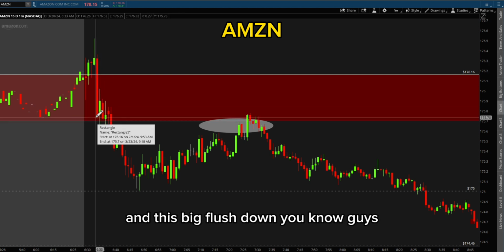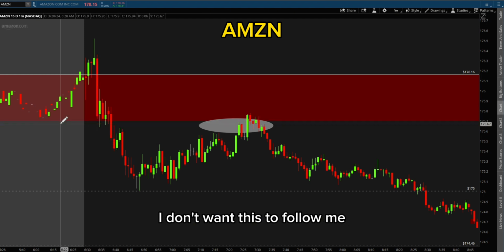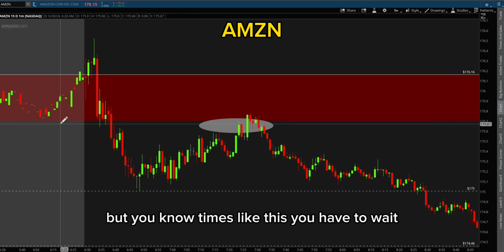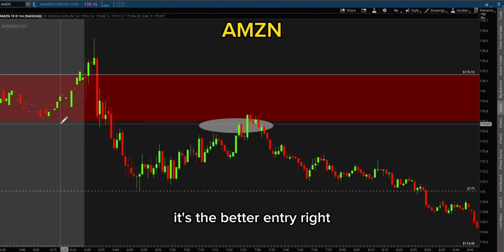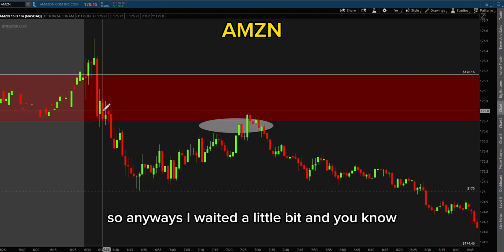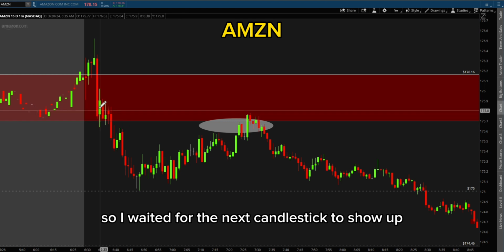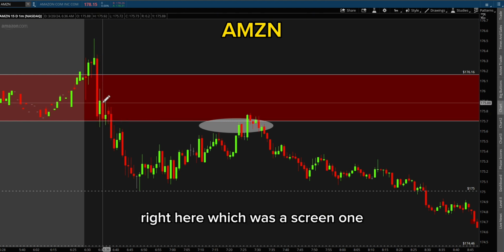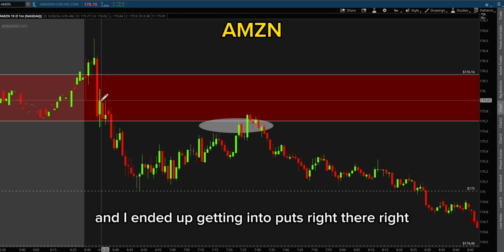And with this big flush down, guys, I don't want to FOMO into puts right away. Times like this, you have to wait and get the better entry. So I waited a little bit for the next candlestick to show up right here, which was a screen one, and I ended up getting into puts right there.